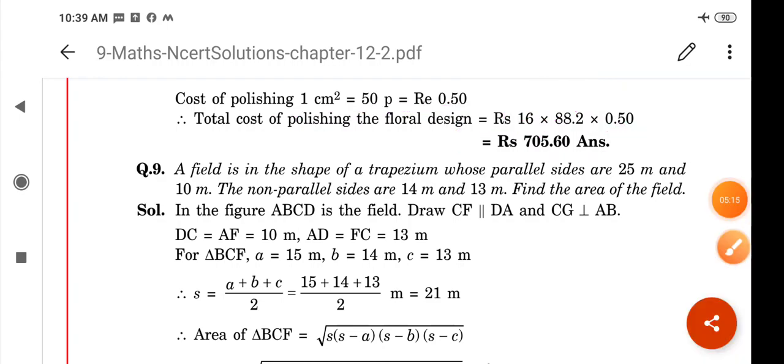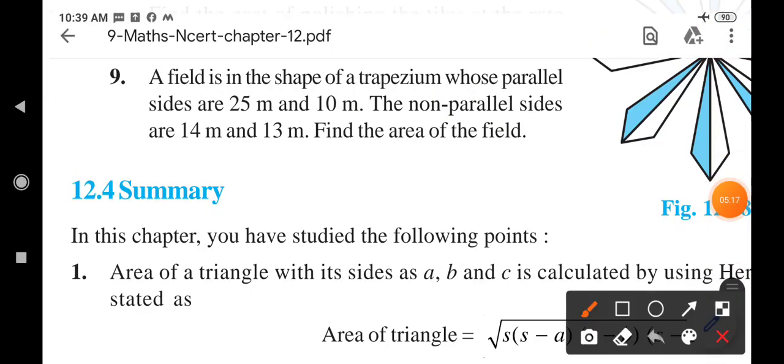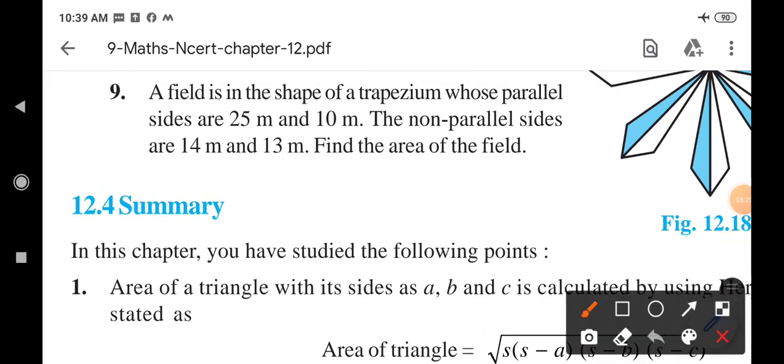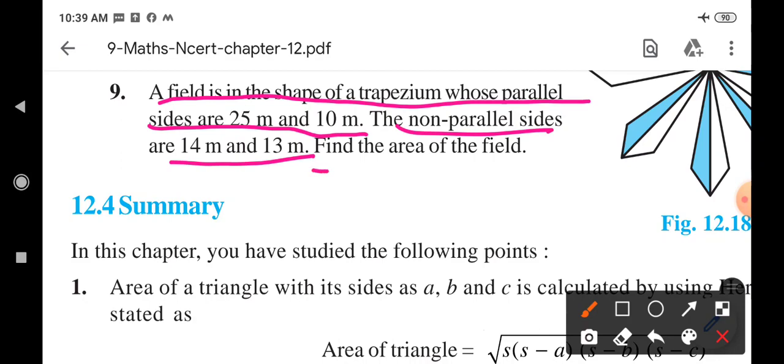Now moving to the next question. This is the last question and a very important question of this exercise, in which you are given that the field is in the shape of a trapezium whose parallel sides are 25 and 10 and the non-parallel sides are 14 and 13, and you have to find out the area of the field. So what will you do?